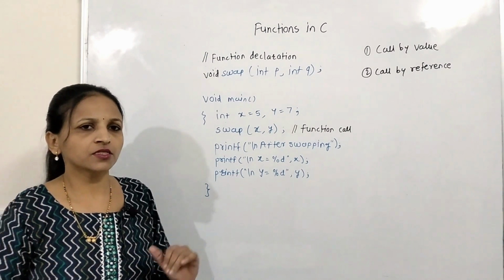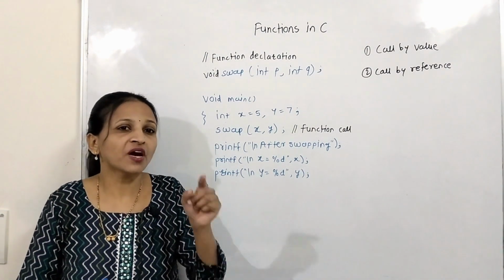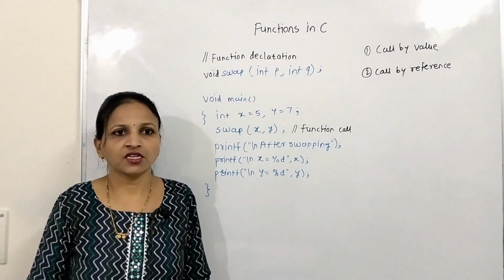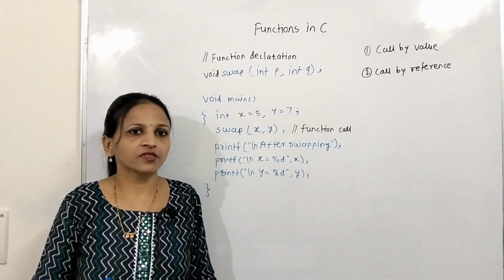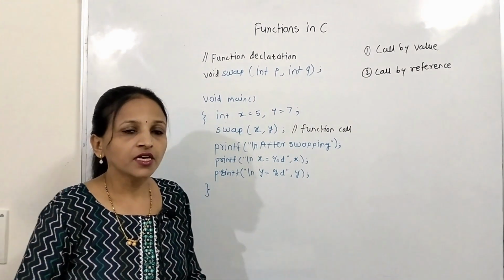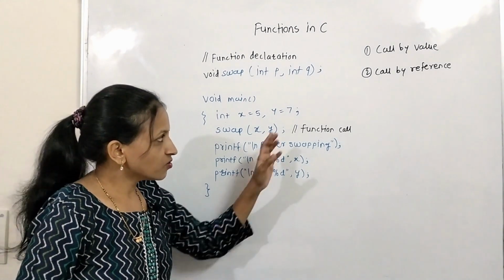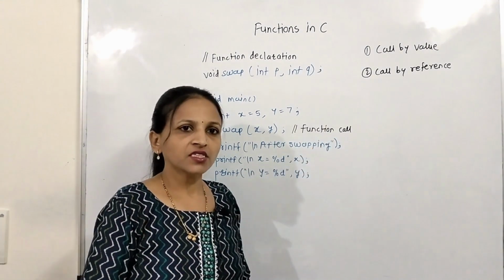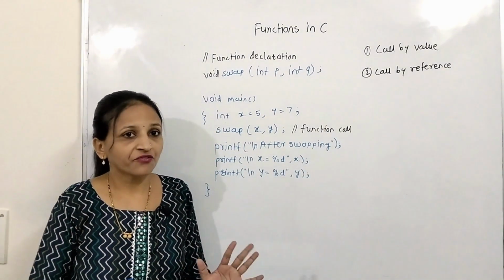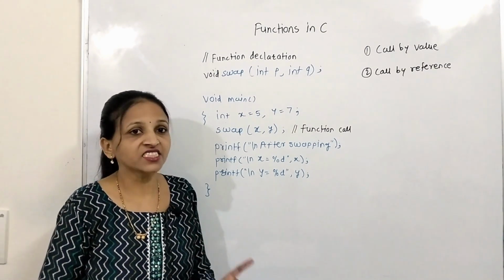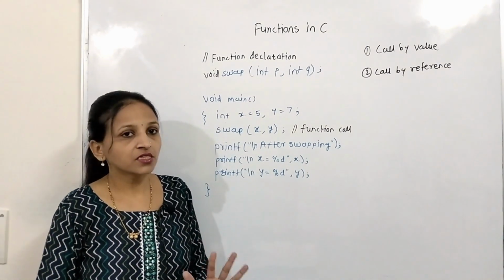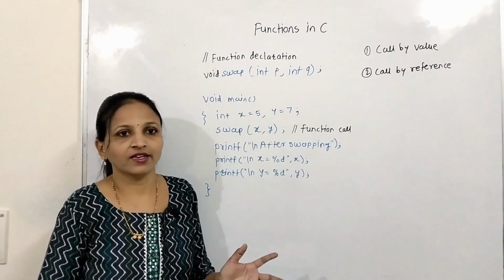Call by reference, instead of values, we will pass addresses of variables. This is the important point that you should keep in mind. See, here in call by value, what do we pass? We pass values of variables. In call by reference, we have to pass addresses of variables. This is the difference through function call.